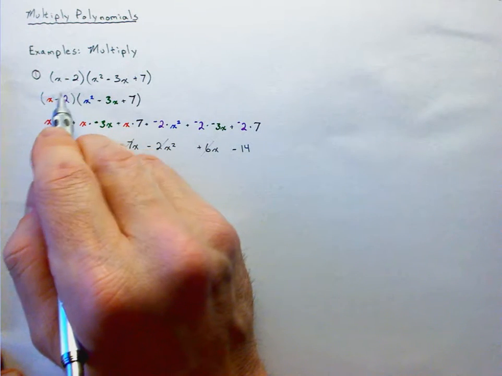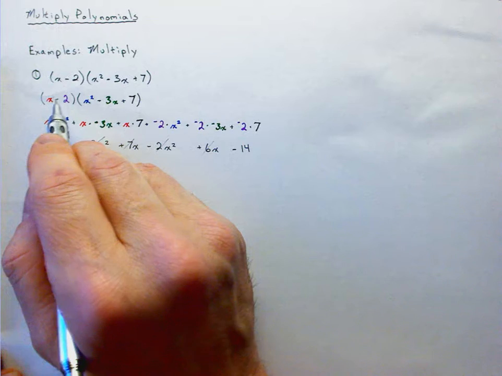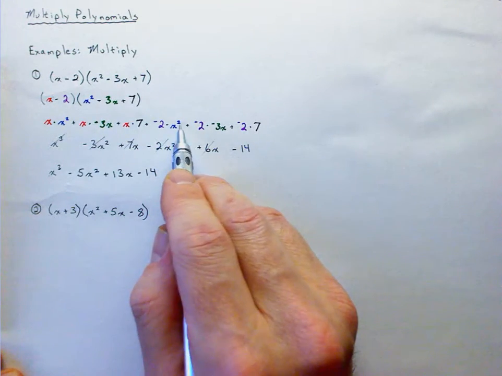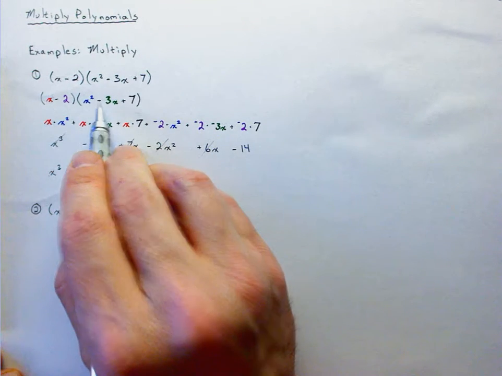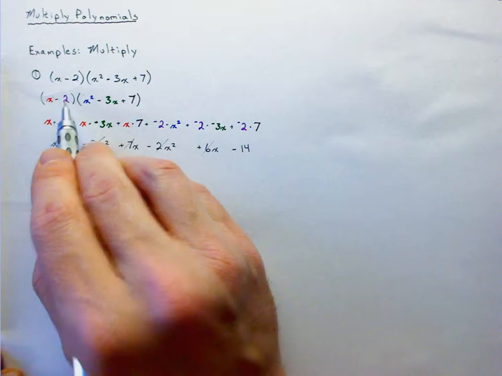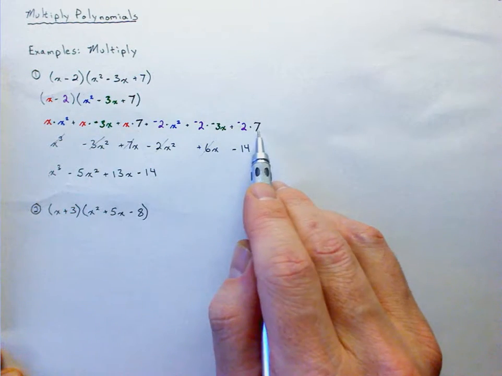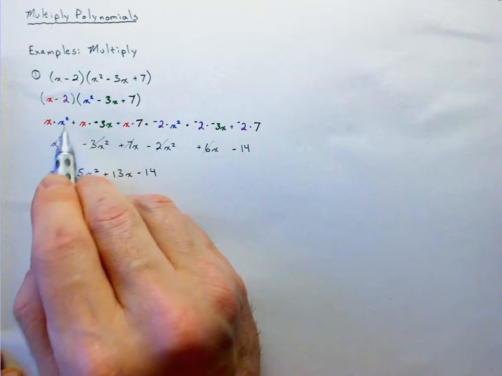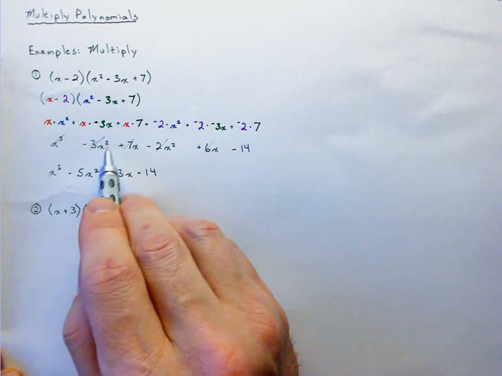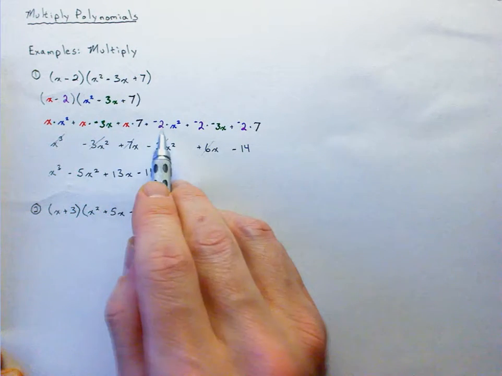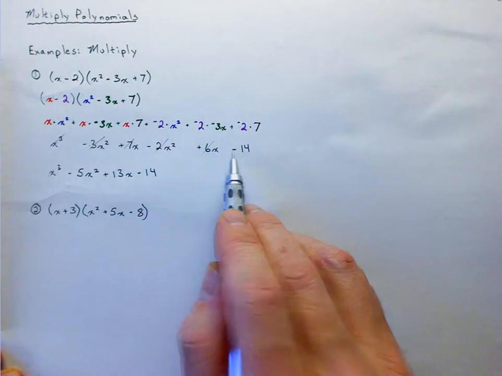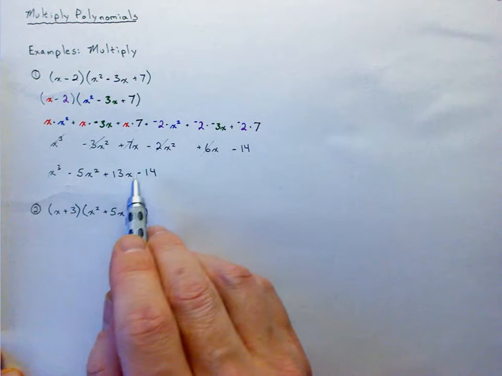And then I distributed the negative 2. Got to have that negative with that 2. So a negative 2 times x squared, a negative 2 times a negative 3x, and a negative 2 times 7. I multiplied them together. X times x squared is x cubed. This becomes a negative 3x squared, 7x, a negative 2x squared, 6x, negative 14. Then you combine like terms.